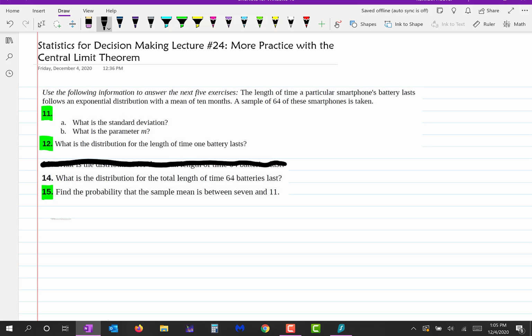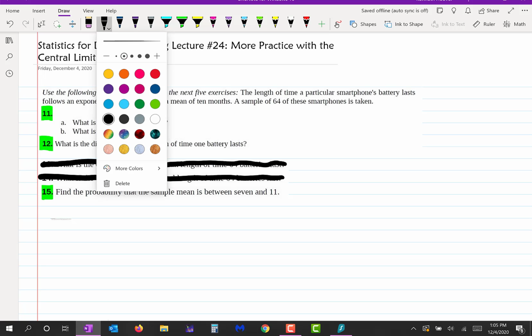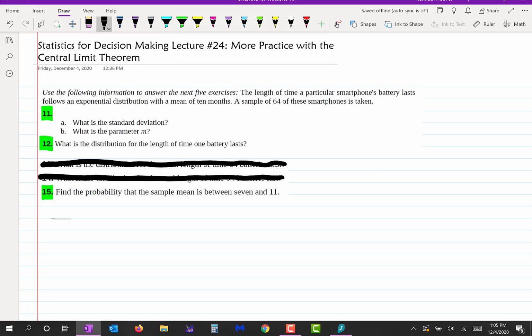But I am going to add a part to question 12. Okay. Let's read the sentence at the beginning. The length of time a particular smartphone's battery lasts follows an exponential distribution, we covered that in chapter 5, with a mean of 10 months. And then it says a sample of 64 smartphones is taken. Okay.